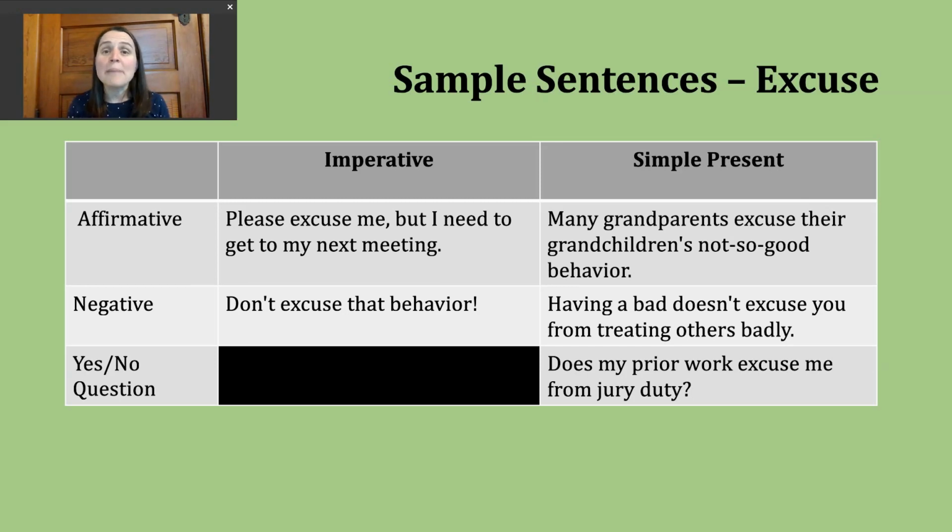Now, when I go to make an affirmative statement in the imperative, I can just start my sentence with the base verb. Now, I've had students tell me in the past, oh my goodness, Katie, that seems rude. I'm not comfortable doing that. That's okay. Another way you can soften or make things more polite is by using the word please. You can put please at the beginning of a sentence or you can put it at the end, but you don't need it in both places. I've done that in my first example sentence here. It says, please excuse me, but I need to get to my next meeting.